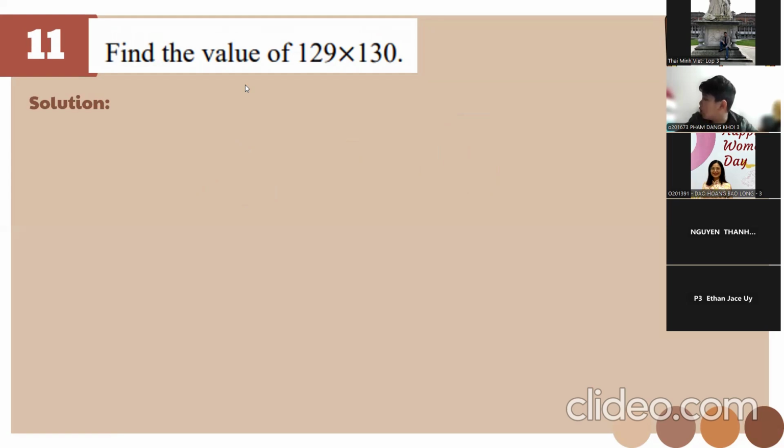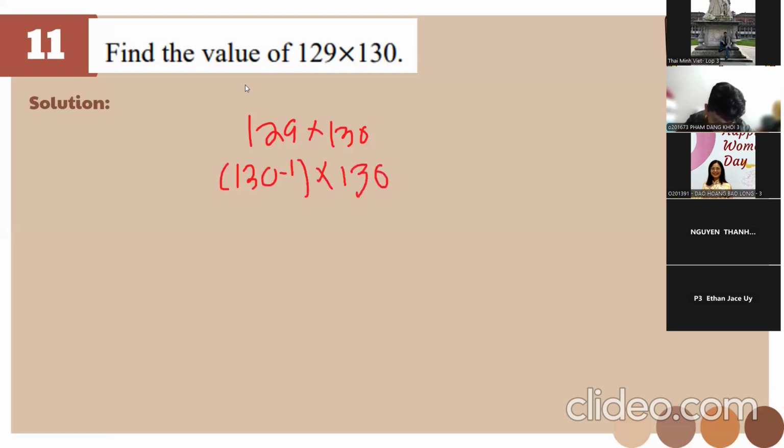So this one, class, you can just actually do 129 times 130. We can just say that this is 130 minus 1 times 130. So it can just actually be 16900 minus 130. Okay? Then the answer will be 16770.